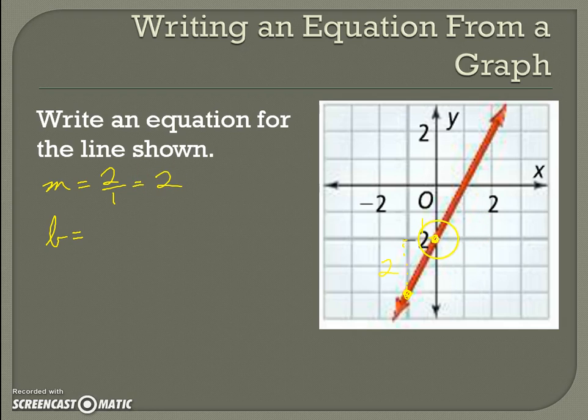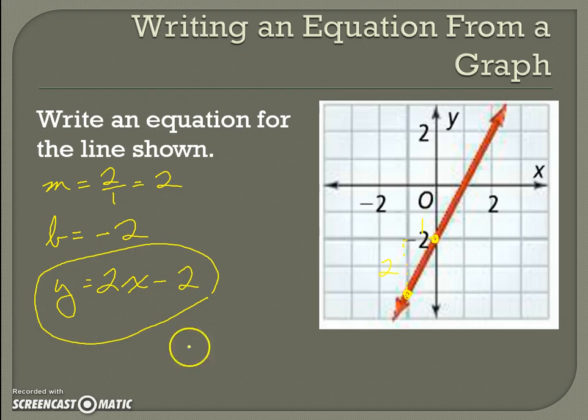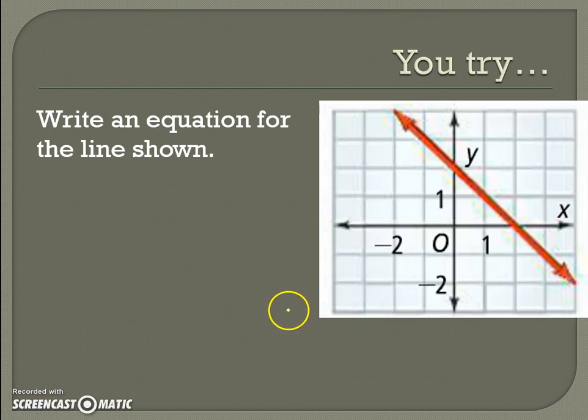The y-intercept is where does it cross here? Well, it crosses at negative 2. So this is doing what we were just doing on that other slide. We're just going to fill these values in. y equals 2x minus 2, and that is an equation of that line. Very straightforward, very simple. Here's one for you to try. Go ahead and pause. The answer will be up in 3, 2, 1.